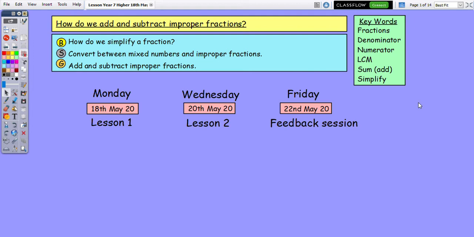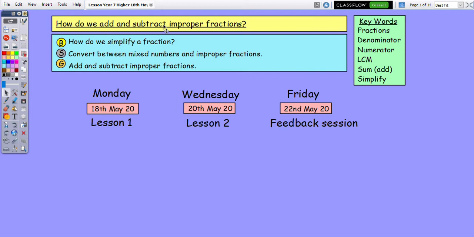If you look at the screen now, you can see that from next week we're going to have two lessons, one on a Monday and one on a Wednesday, with some sort of feedback session. Not sure how that's going to work yet on a Friday. We're going to try and follow the scheme of work as best we can, which may or may not be a good thing.